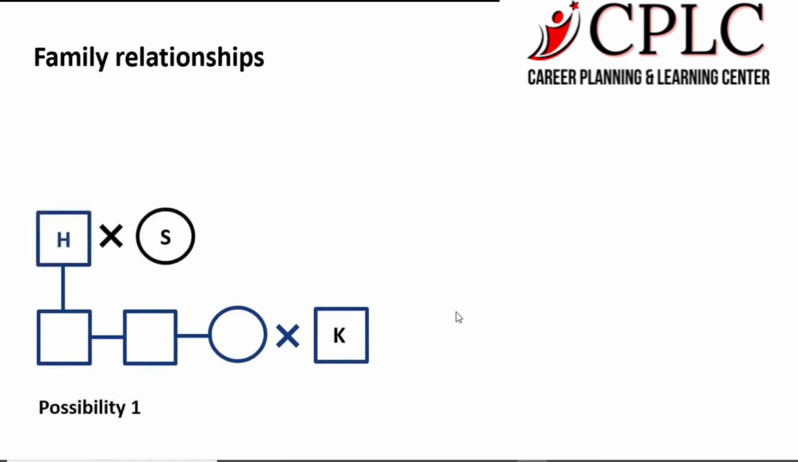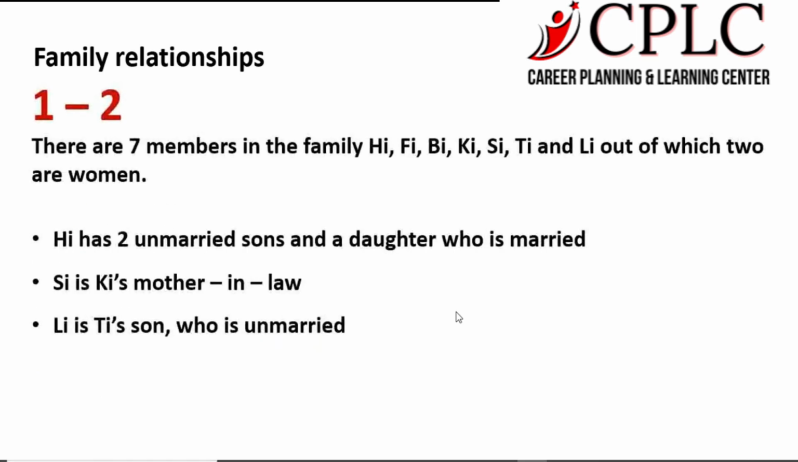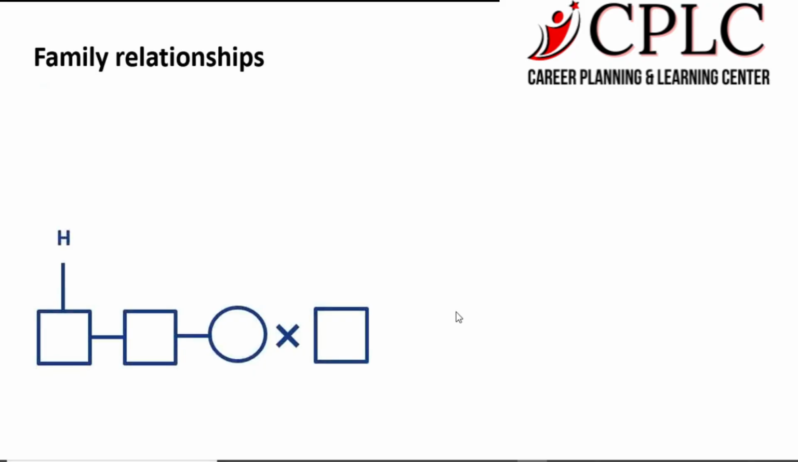The second statement is actually very important. If we read the sentence, it says that S is K's mother-in-law. So this is the diagram that we have. Now there are going to be 2 possibilities, based on who K is. K can be the girl who is married, or K can be the guy who is married to that girl, her husband basically. So something like this.